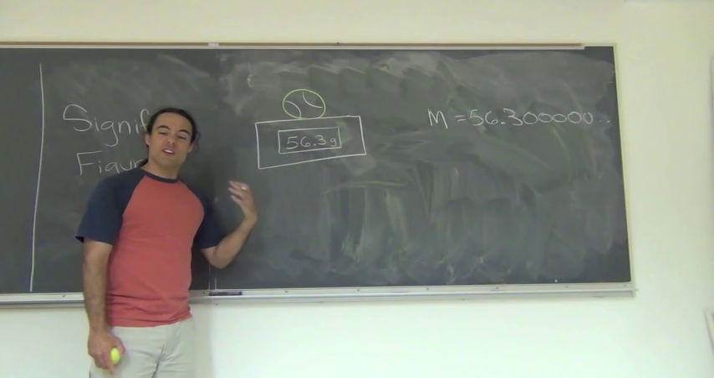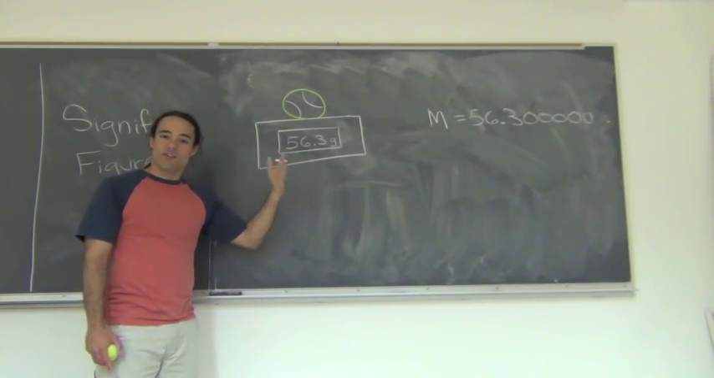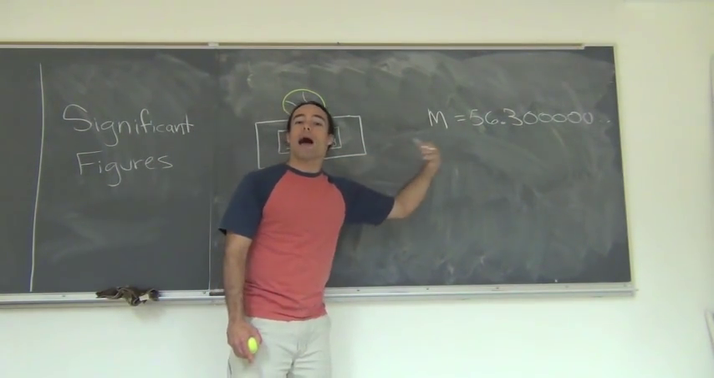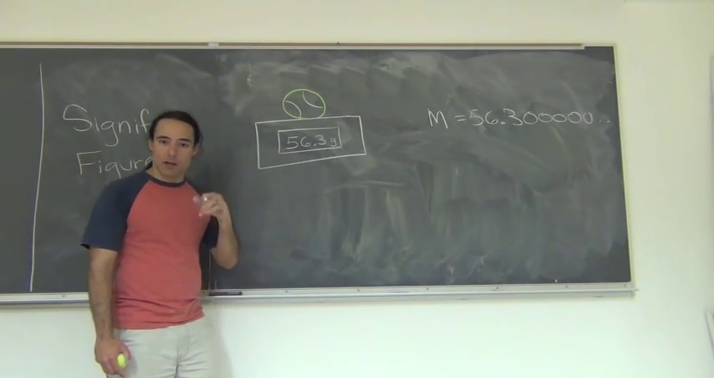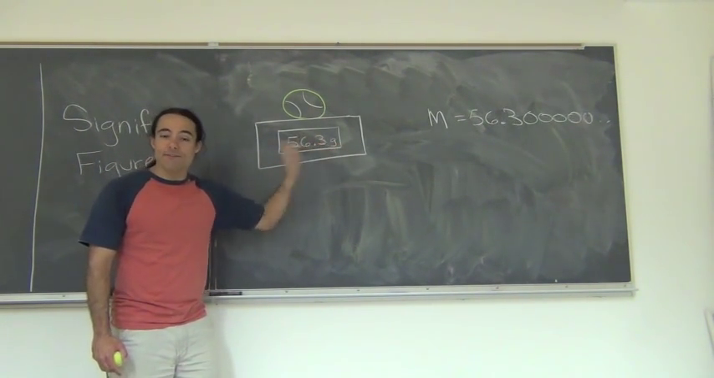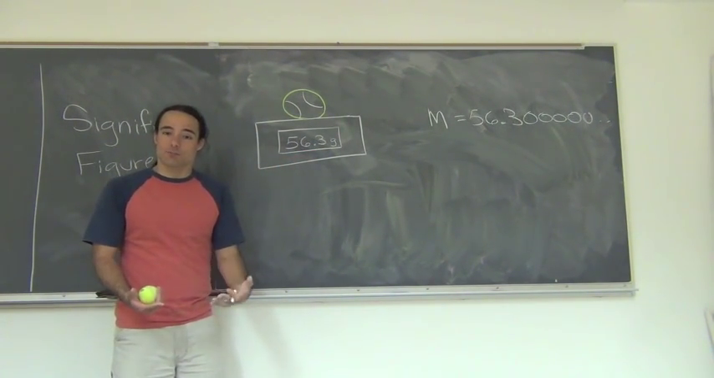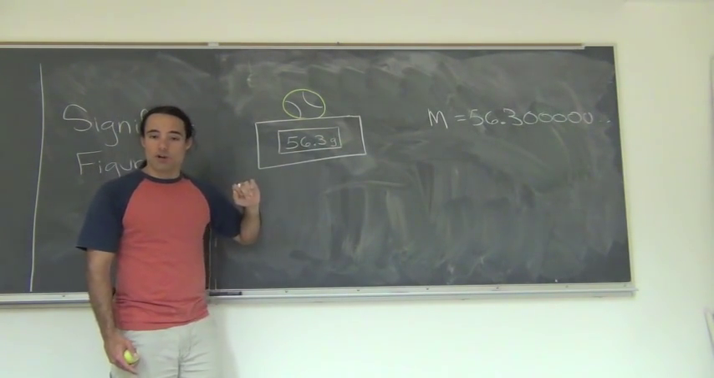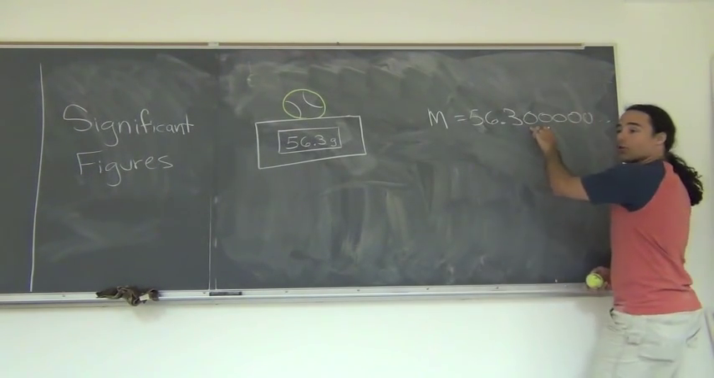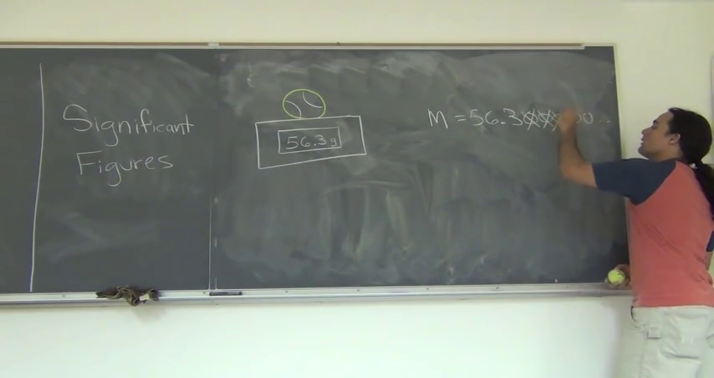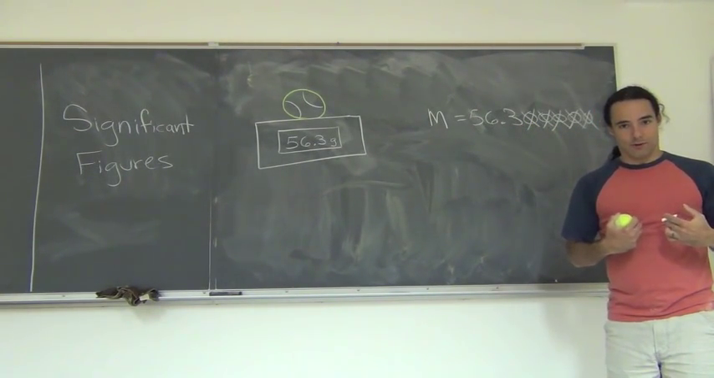So this reads 56.3. Again, in math class, 56.3 means 56.30000 out to infinity. However, the scale did not stop giving me numbers there because all of those numbers after the 3 were 0. It stopped giving me numbers after the 3 basically because it ran out of space on the display. So it does not mean that these are all zeros. What it means is that we have no idea what comes after the 3.